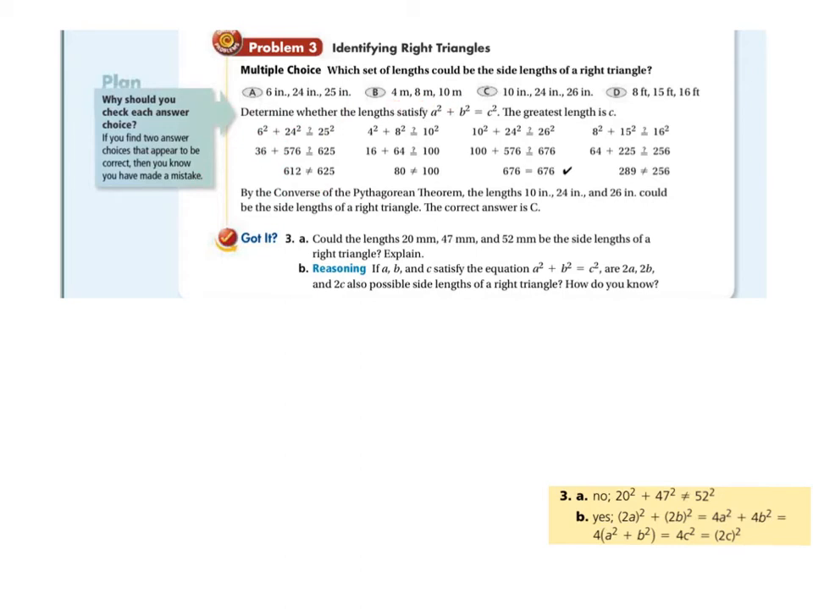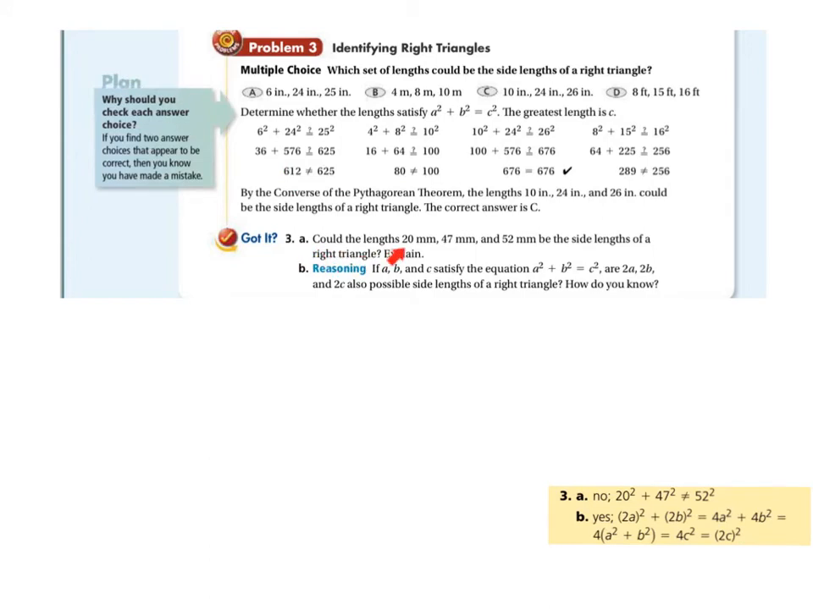4, 8, 10, same thing. 4 squared plus 8 squared, does that equal 10 squared? No. We could try it with 10, 24, and 26. Again, the 26, if it works, has to be the hypotenuse. 10 squared plus 24 squared, does that equal 26 squared? We find out yes. And then finally one more, 8 squared plus 15 squared, does that equal 16 squared? And we find out no. Again, when it's no, it does not make a right triangle. If it's yes, it does make a right triangle.